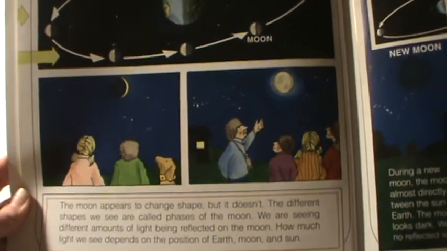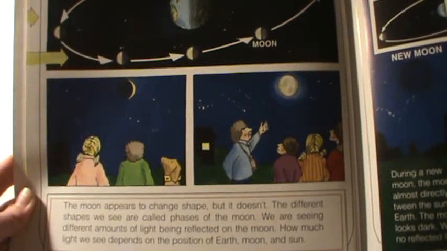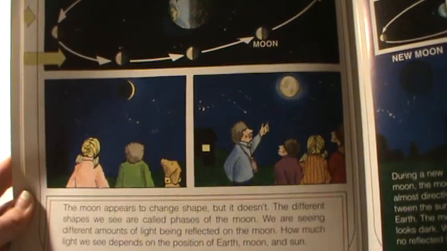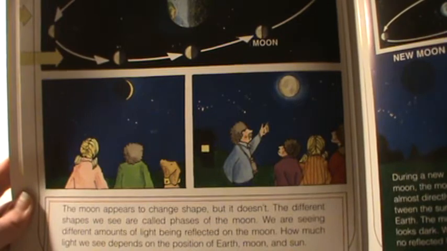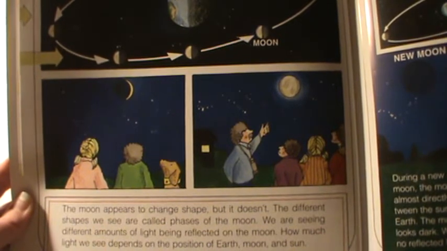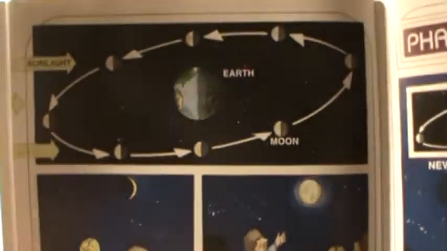The moon appears to change shape, but it doesn't. The different shapes we see are called phases of the moon. We are seeing different amounts of light being reflected on the moon. How much light we see depends on the position of Earth, moon, and sun.